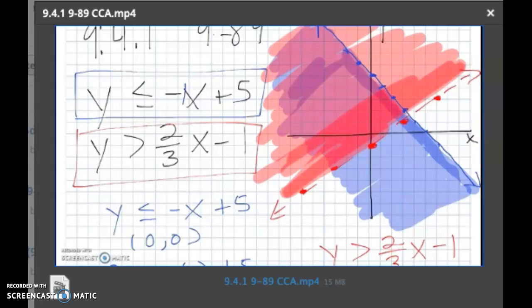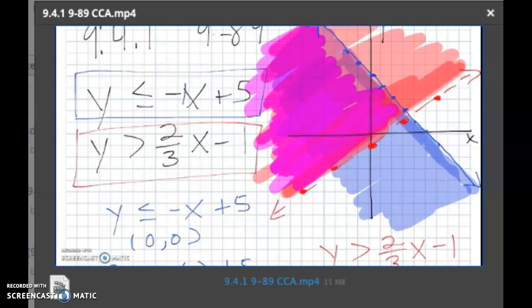The solution set for this system is going to be where my two colors overlap. I'm going to darken those in a different color so we can make it very clear. Let's see, I don't know what's going to work here. We'll try purple. My blue and my red are overlapping in this region here. So my solutions are everything in that region and everything on the line there, but not on the red line.